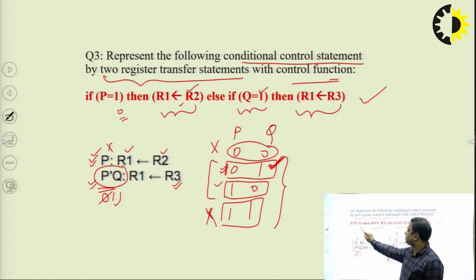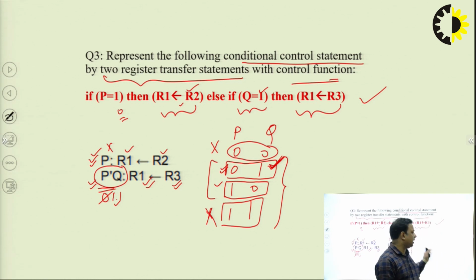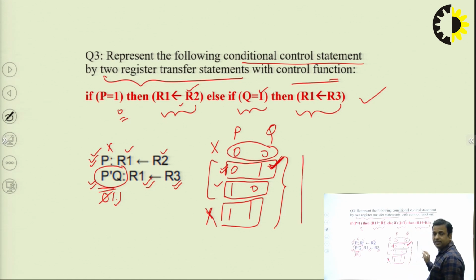If P equals 0 and Q equals 1, then which statement should follow? Q equals 1, right? So in this way we have to analyze what the possibilities are with the help of this truth table, and we can design these statements.